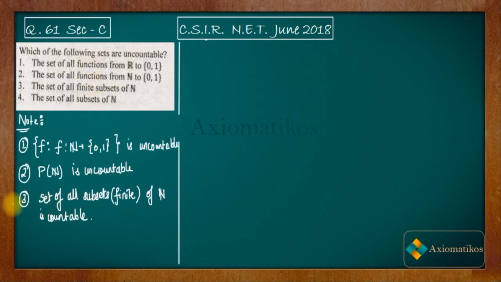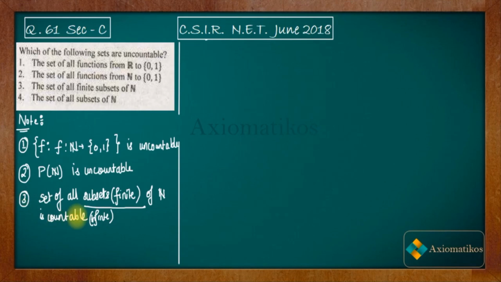Now see, we have these three notes that you have to remember. The third statement tells us about the set of all subsets. All right, so we are talking about finite subsets here. So the set of all finite subsets of natural numbers is countable. Not only countable, it is countably infinite. So it's countably infinite, that you have to remember.